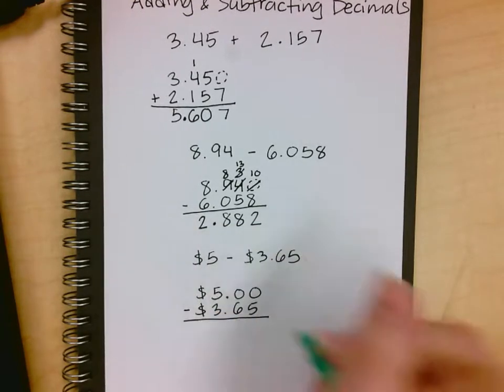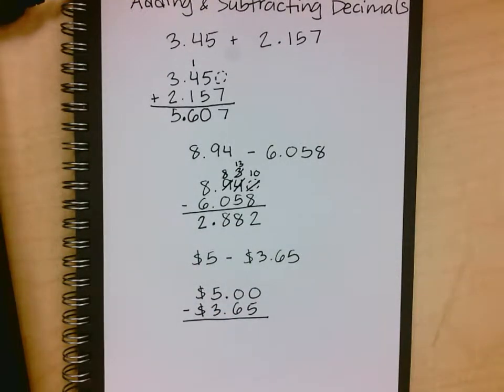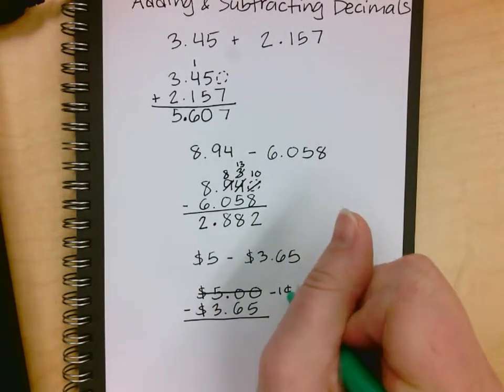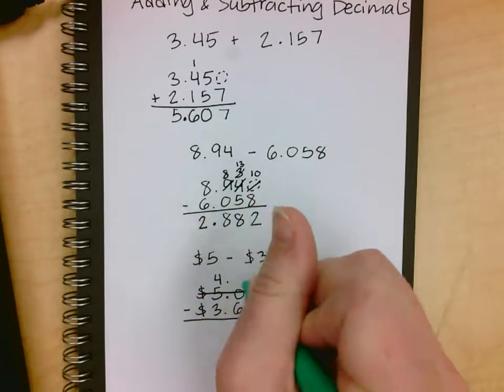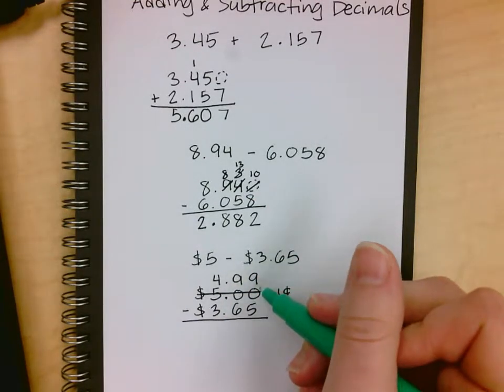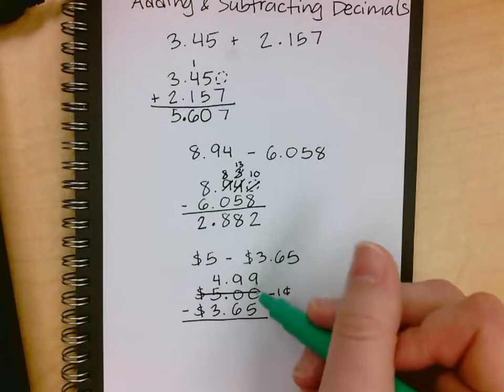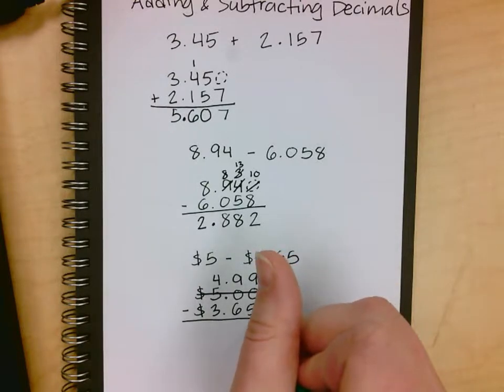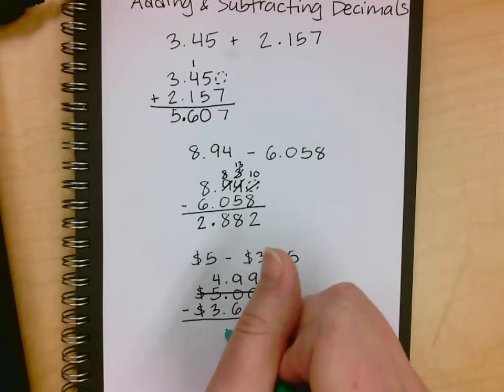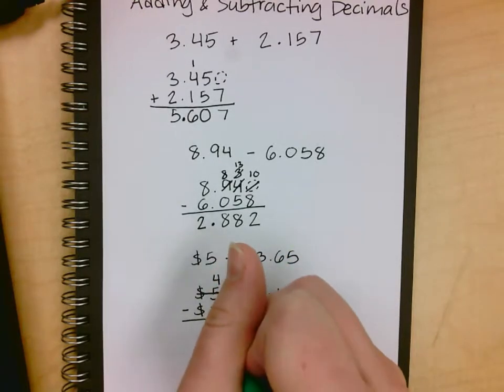$3.65. In class, we've talked about the minus 1 plus 1 strategy to help subtracting across zeros be more friendly. So instead of $5, I'm going to take away 1 cent and turn it into $4.99. So that way now I don't have to do a whole bunch of regrouping. I can just say 9 minus 5 is 4. 9 minus 6 is 3. Drop my decimal point down. 4 minus 3 is 1.